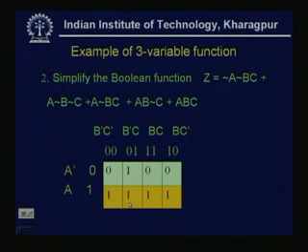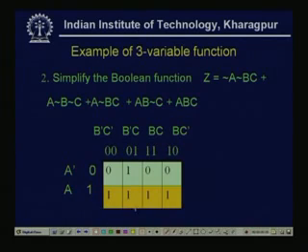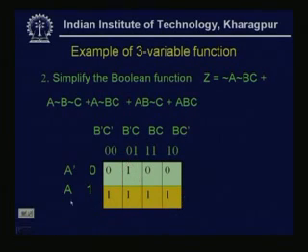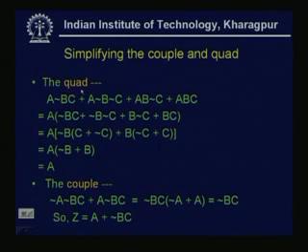Now, see, here we are getting one quad, and we are getting another one, this is one couple. So, in this K map, one couple exists and one quad exists. So, what will the quad reduce to? The quad will be the second row. So, second row means these 4 min terms.